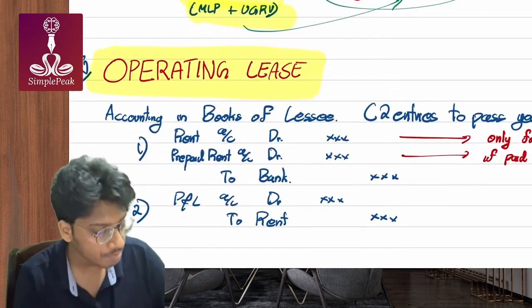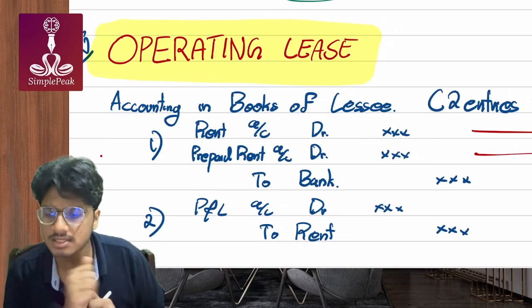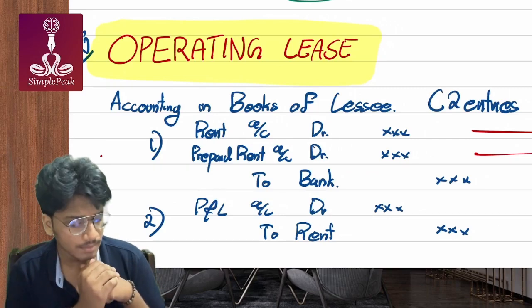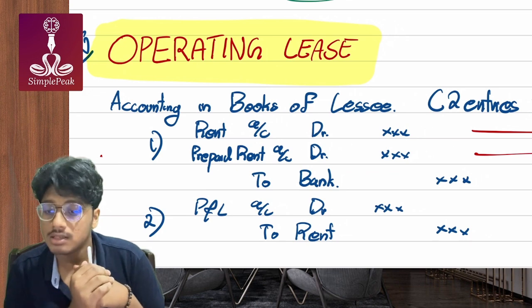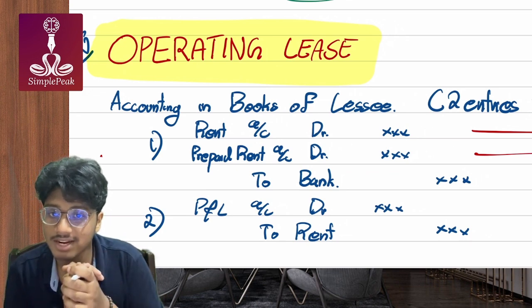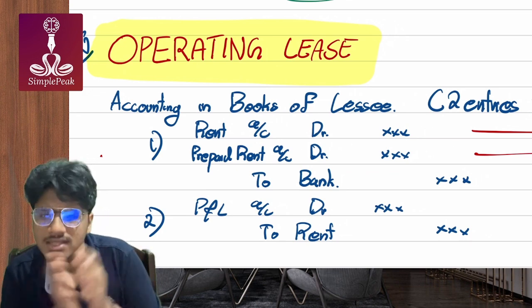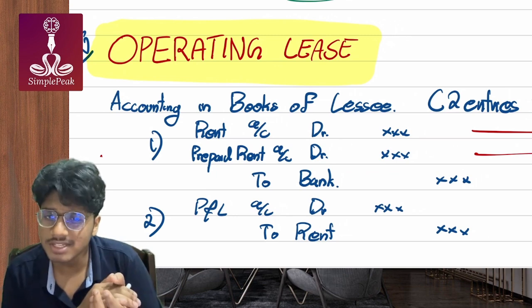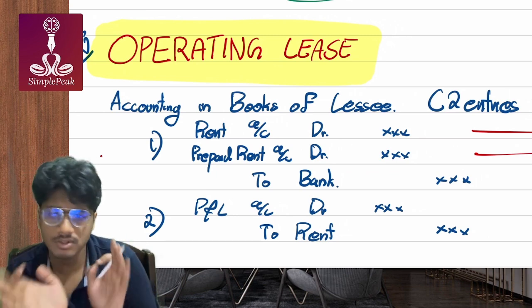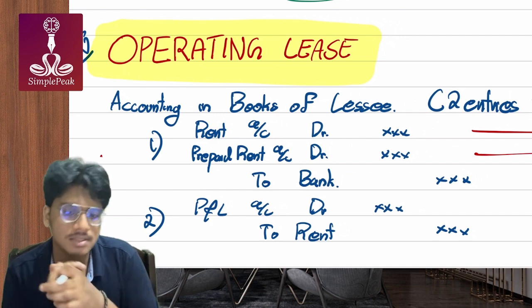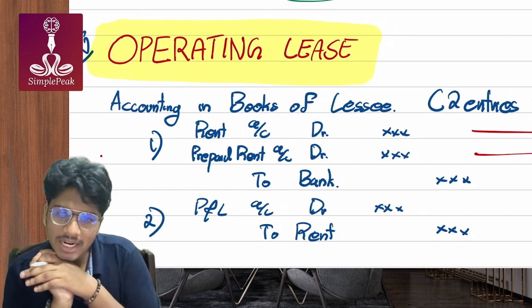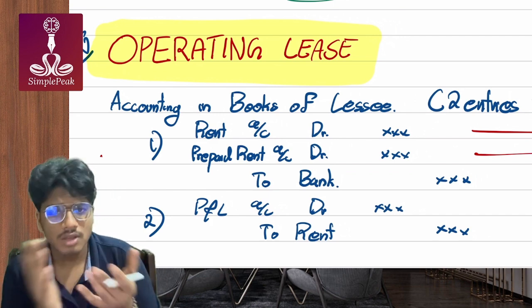So that's clear. Now let's discuss the next part of our topic, operating lease. Now we have discussed till now regarding the finance lease. Now in operating lease, it's quite simple. Accounting in the books of lessee, there are only 2 entries for this case. That will be on a yearly basis. Normally it is rent account debited to bank. You have to book it as an expense.